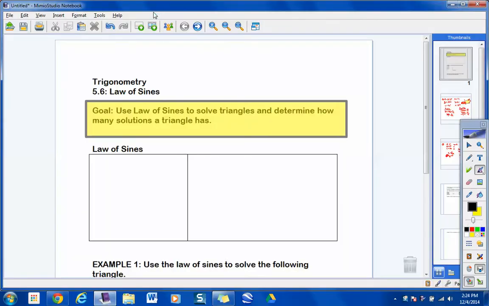Guys, again, the goal is to look at using the law of sines to solve triangles. Find all three angles and determine the sides. But the part that's going to be kind of difficult today is to determine how many triangles can be made up. We're going to start looking at situations where some of the information that's given might form a triangle, it might form multiple triangles, or it may not form a triangle at all. All right, so first things first, law of sines.